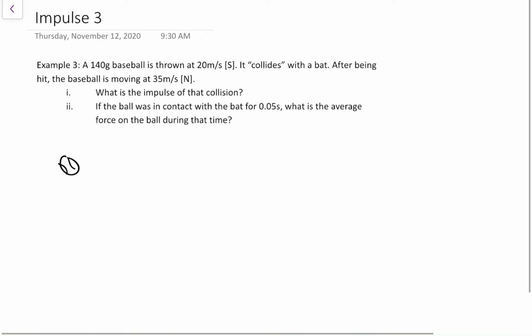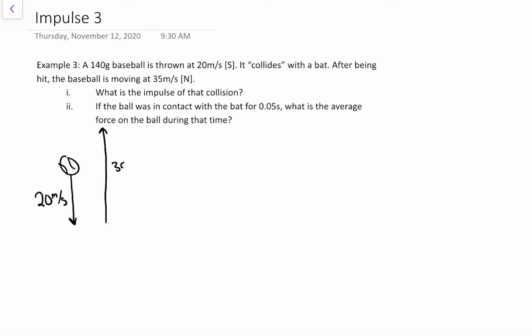It starts off going 20 meters per second south, which is pretty quick, but not crazy fast for a baseball. After interacting with the bat, it is then moving almost twice as fast, 35 meters per second, but in the opposite direction. Because of vectors, there's a big difference between 20 south and 35 north.